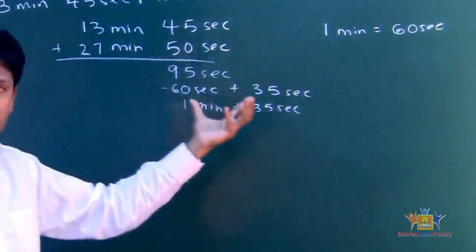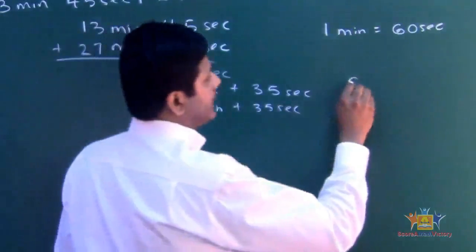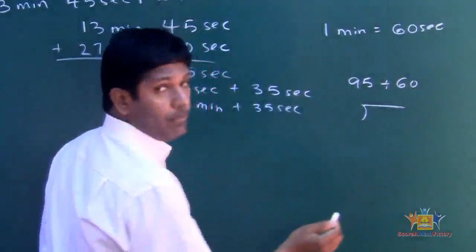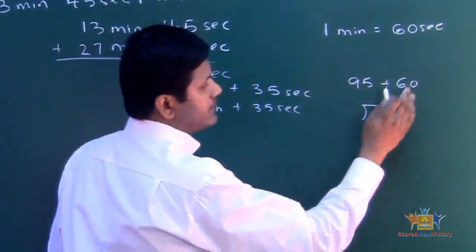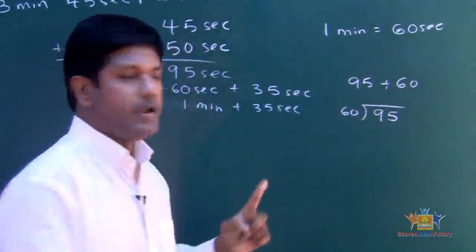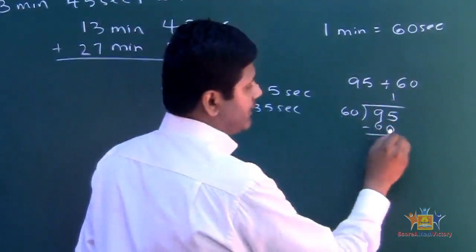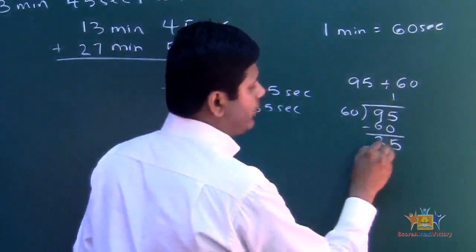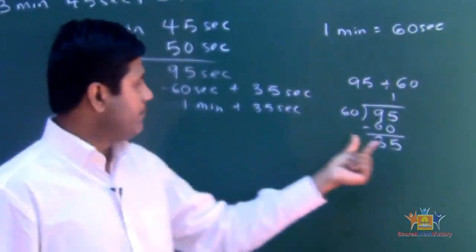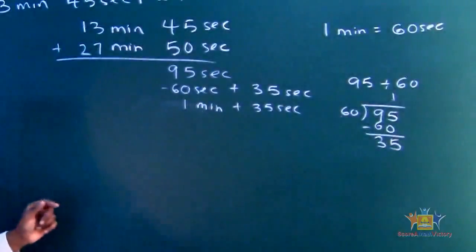Now this is one way of doing it. If it's big numbers, you can use the long division method by taking 95 seconds and dividing it by 60. Put 95 inside the cage and 60 outside the cage. In 95 there's how many 60s? 1. So 1 times 60 is 60; subtract: 5 minus 0 is 5, 9 minus 6 is 3. So 35. This is my quotient, 1 minute. My remainder is the 35 seconds. That's another way of doing it.